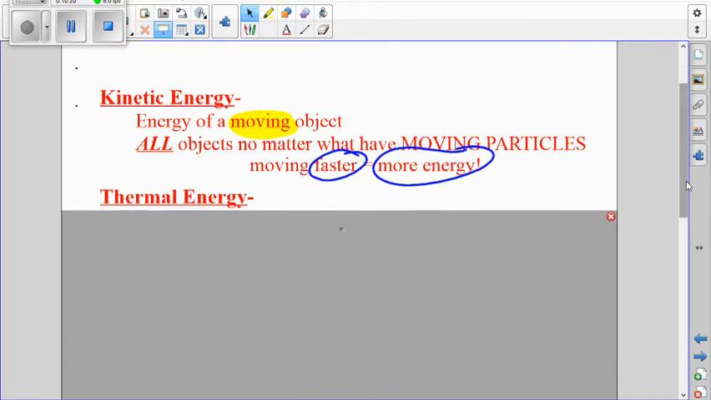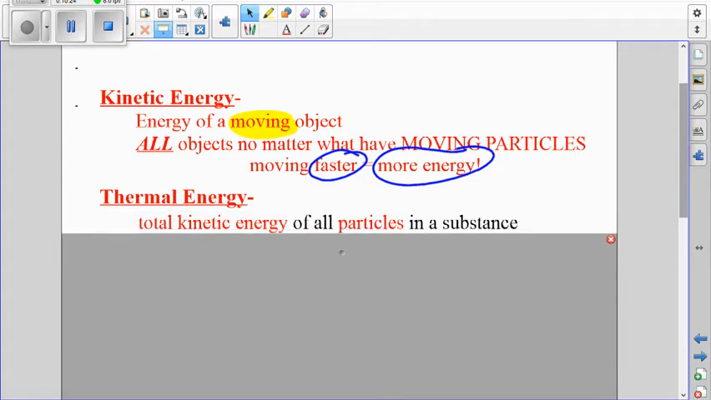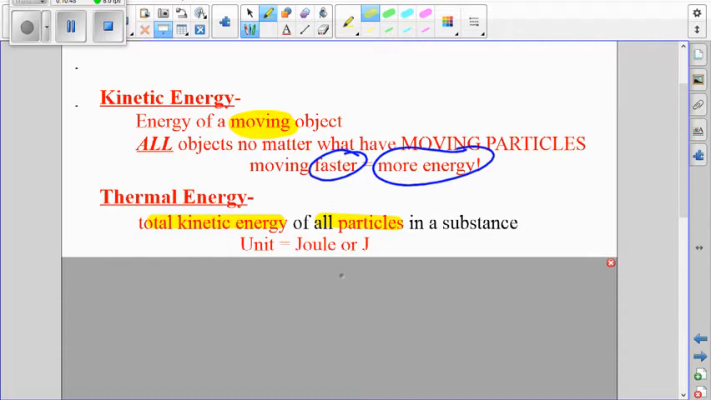thermal energy. That is the total kinetic energy of all the particles in a substance. So again, if I was taking notes, I would just emphasize total kinetic of all particles. You take the kinetic energy of every single particle, every little shaking atom, you add it all up. That is the thermal energy. And its units are joules, or capital J.